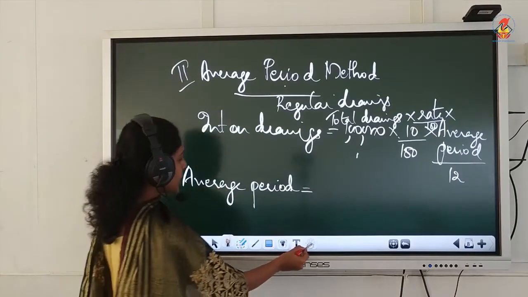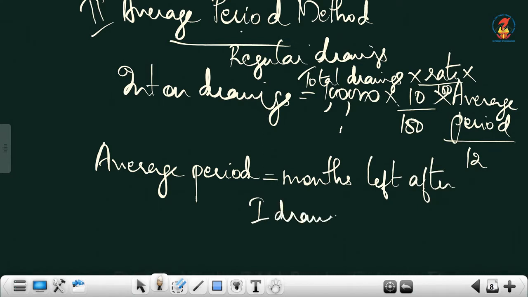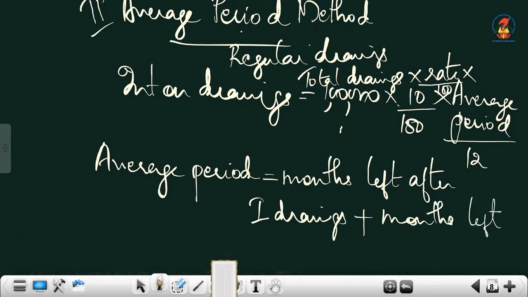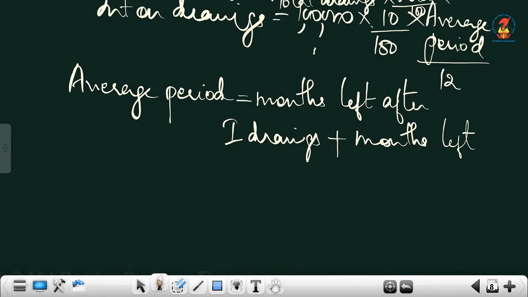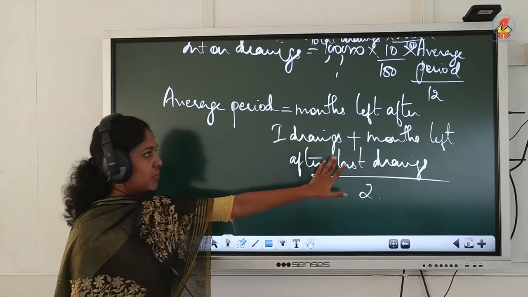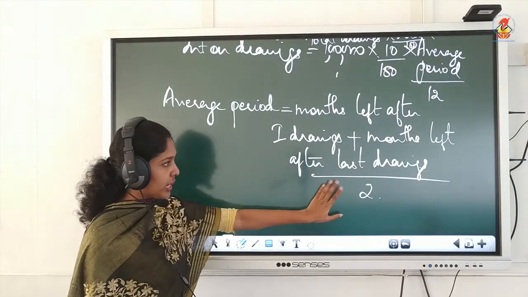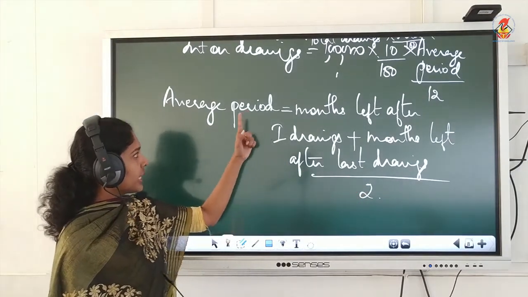Now average period is equal to, average is total divided by number, and here it is months left after first drawings plus months left after last drawings divided by 2. Months left after first drawings plus months left after last drawings divided by 2. This formula you have to learn. Average period, you have to divide the whole divided by 2. This is how you are getting average period.